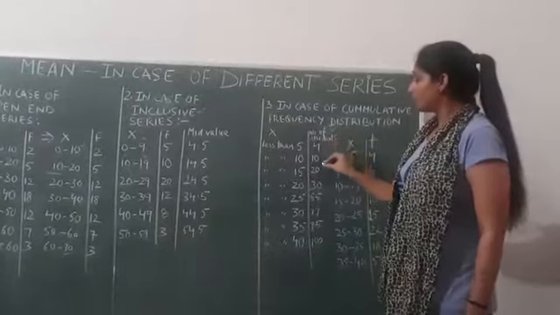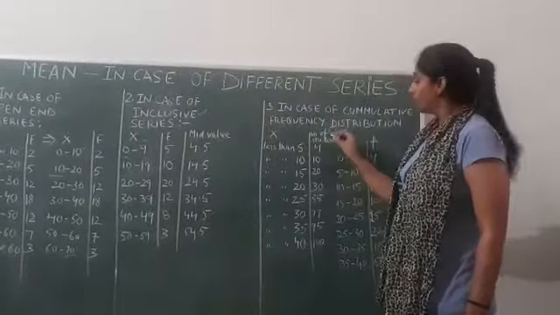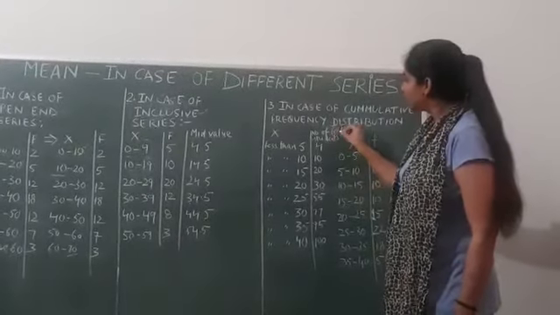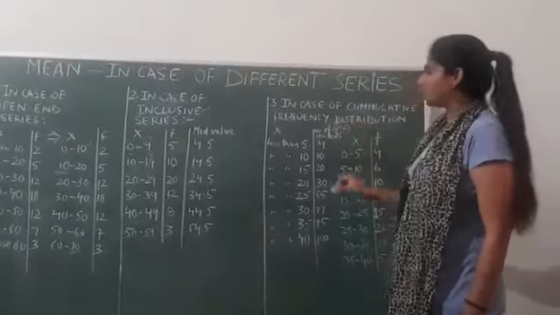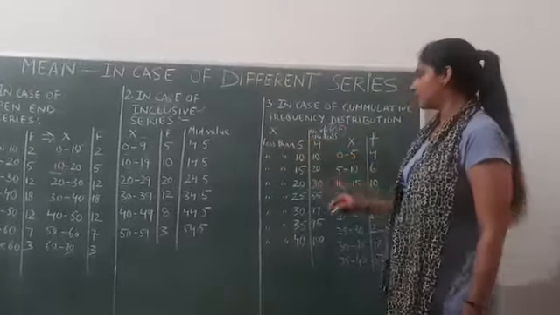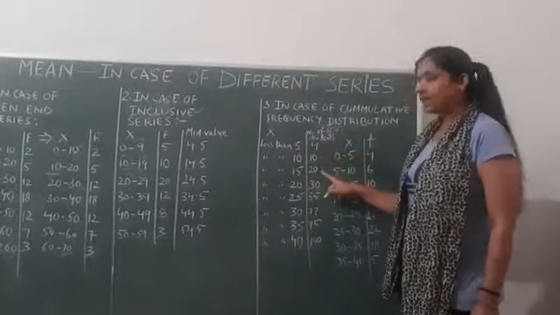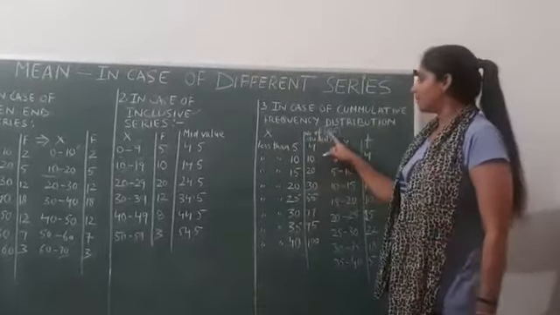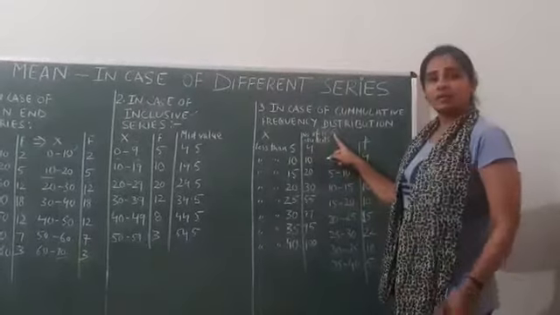Now this number of students will not be f. This will be considered as CF, cumulative frequency. When x is in the form of a less than or more than series, whatever frequency is given to you will be the cumulative frequency, CF.